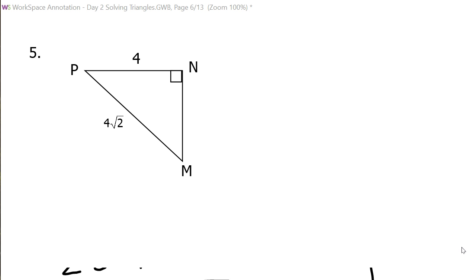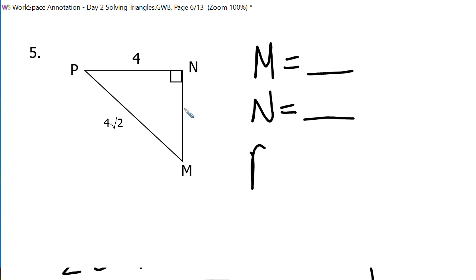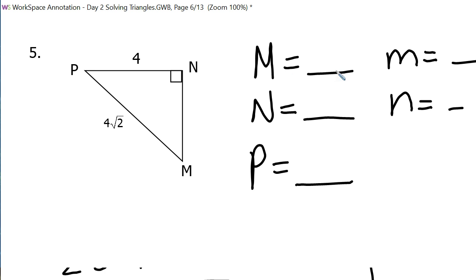Next example. This one. We have to find M, N, and P. Fill in what they gave us. So I know that side M is 4. Side N is 4 square root of 2. And angle N is 90 degrees.